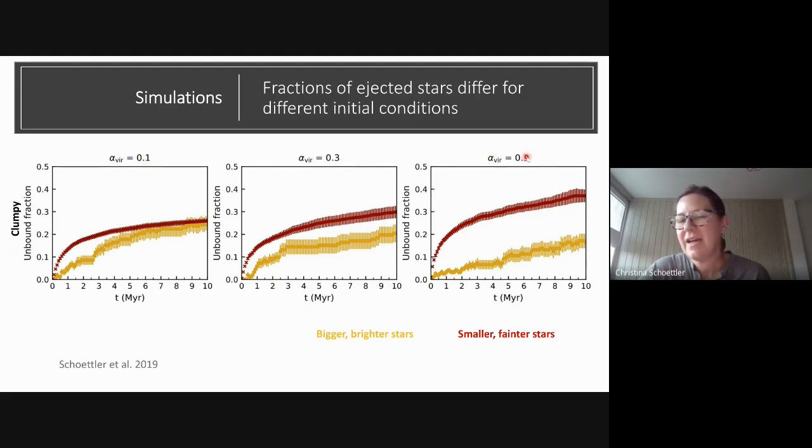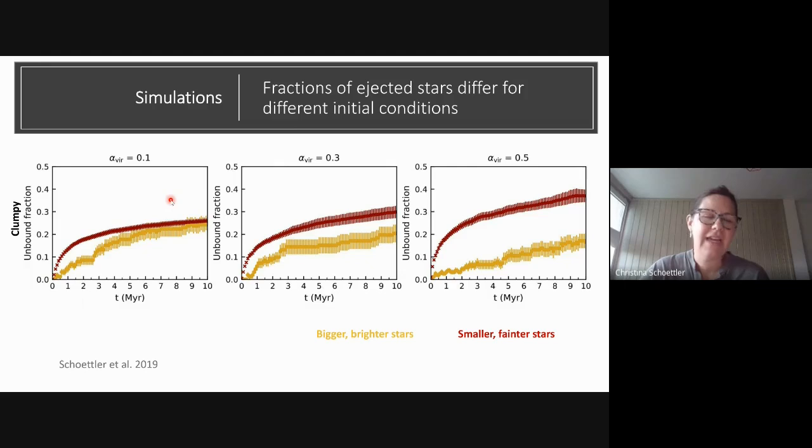But in the clumps that you get, you can actually have subvirial, so cool, initial conditions, which will then collapse the subcluster first. We can see here two different curves, which are the fractions of ejected stars over 10 million years of simulation time. We have the bigger, brighter stars on the bottom in yellow, and the smaller and fainter stars on the top in red. These are the stars above 8 solar masses, and the other ones are the ones below 8 solar masses.